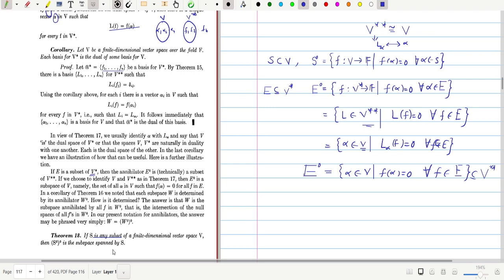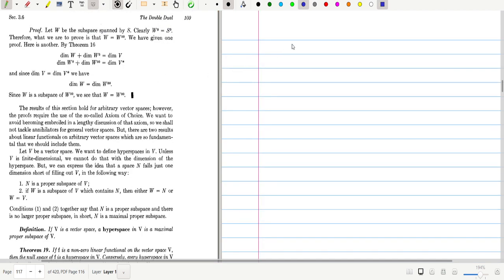Then that is the subspace spanned by S, not null space, subspace spanned by S. So this is the identification of S double naught and this S. That means, likewise V double star is equal to V, we can identify S naught whole naught as equal to the subspace spanned by S. So we start with a subset S of V.